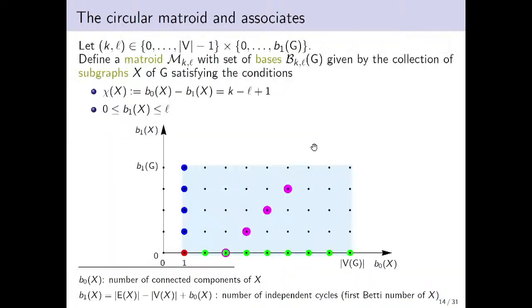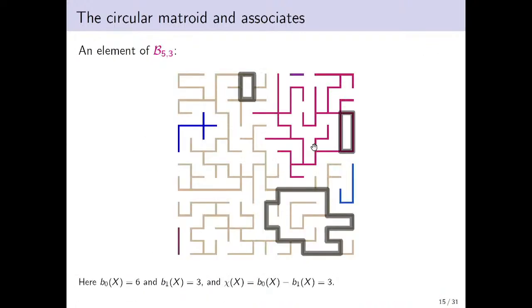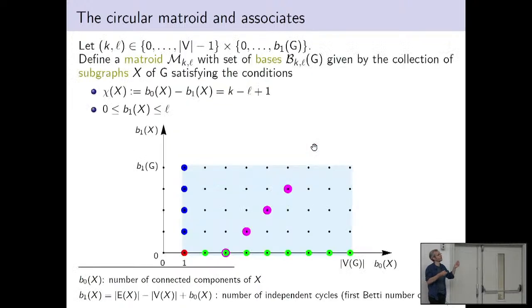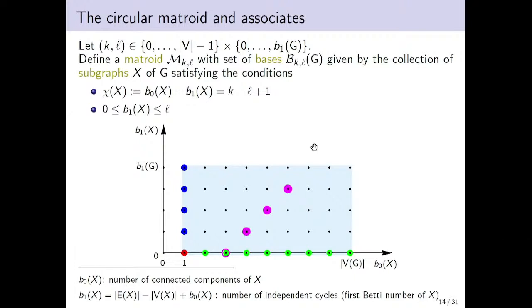I claim that, for example, this point corresponds to this drawing. So it's all the subgraphs which have, in this subgraph for example, 6 connected components. You have 3 cycles here in bold. And you can compute its Euler characteristic, which happens to be 3. And there are other subgraphs which satisfy the same conditions, which lie in here, and I'm saying they form the bases of a matroid.